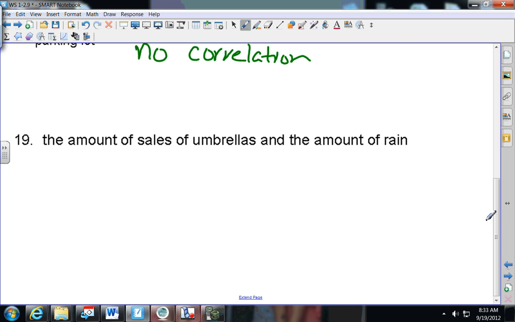This last one here says the amount of umbrella sales and the amount of rain. Well, let's look at the rain first. The more it rains, what do you think happens to umbrellas? The more umbrellas you sell. See, because if you think about it, when it's raining, what does Walmart do? It puts out the umbrellas in the first thing when you first walk in. So this has a positive correlation or association.